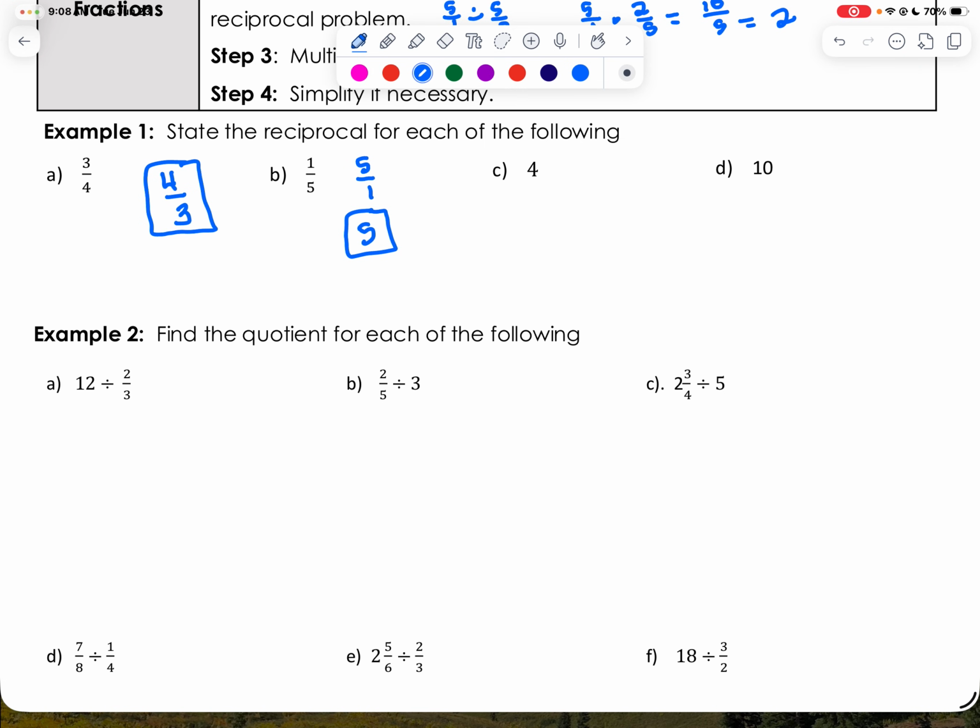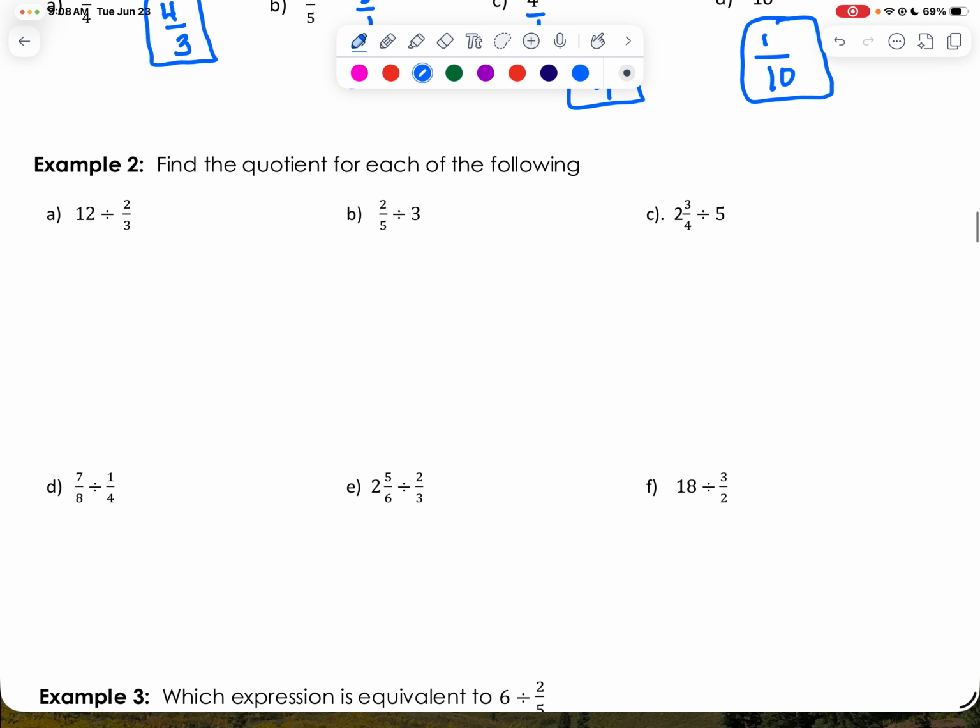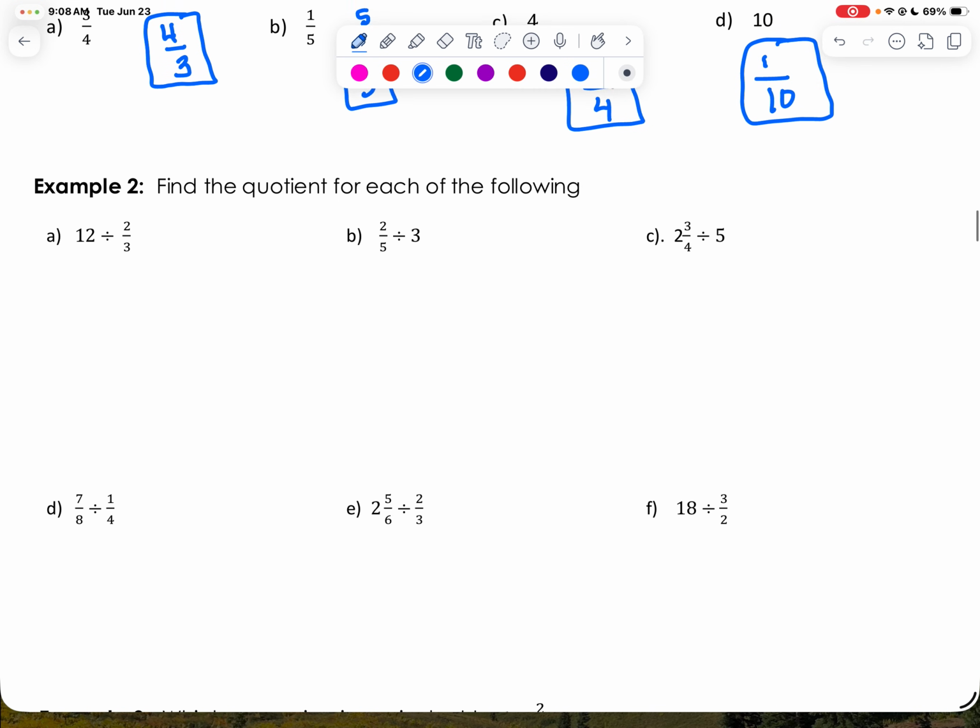All right? Pause the video and try problems C and D on your own. All right, welcome back. The reciprocal of 4 can be rewritten as 4 over 1. So the reciprocal of 4 is 1/4. And the reciprocal of 10 is 1/10.